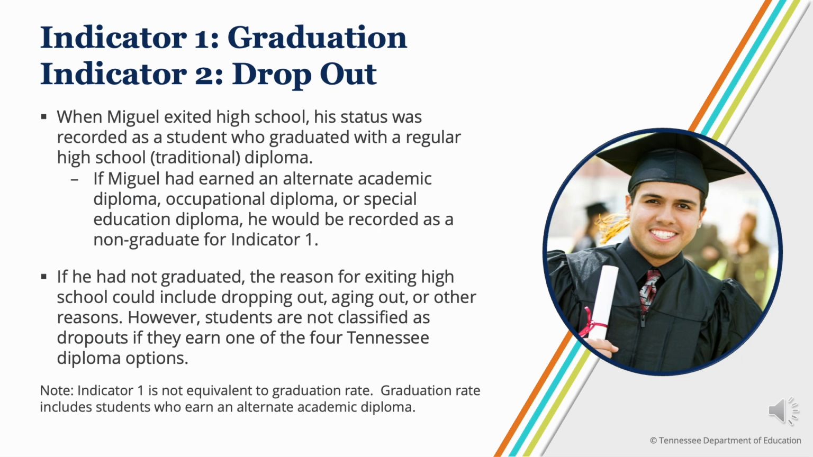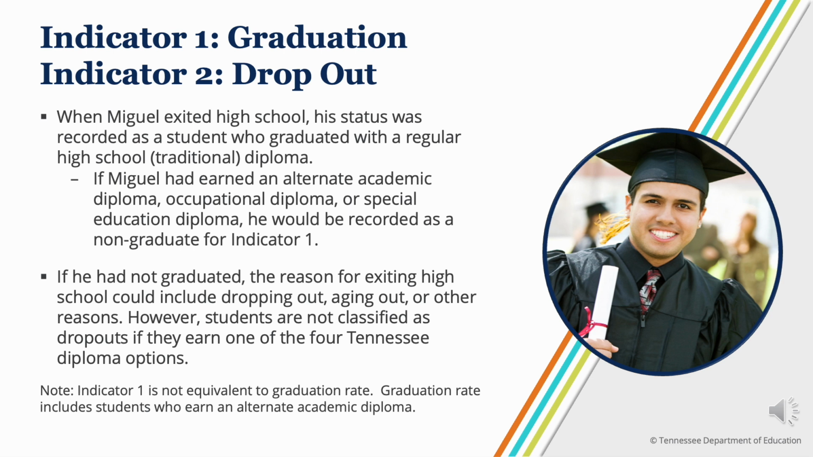In Tennessee, the term graduation can be misleading. Indicator 1 is a reflection of our commitment to high expectations and ensuring students receive the necessary support to earn the highest possible diploma. Therefore, it only includes students who graduate with a traditional diploma. It's important to note that Indicator 1, graduation, is not the same as the overall graduation rate. It specifically tracks the number of students who exited high school with a traditional diploma, focusing on the type of diploma received rather than the graduation rate itself.